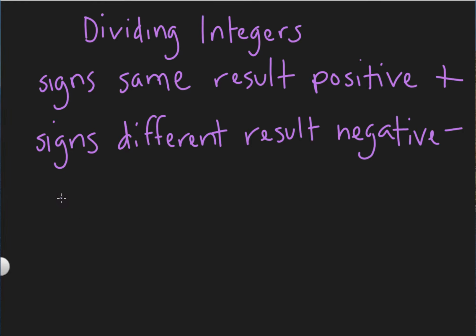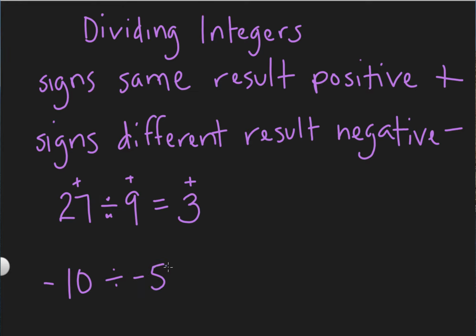So if I've got a positive 27 divided by 9, we've got a positive number here, a positive number here. My answer is going to be positive. So we've got a positive 3. If I have a negative 10 divided by a negative 5, now I've got a negative and a negative. Those are the same, so my result is going to be positive. So negative 10 divided by negative 5 is positive 2.